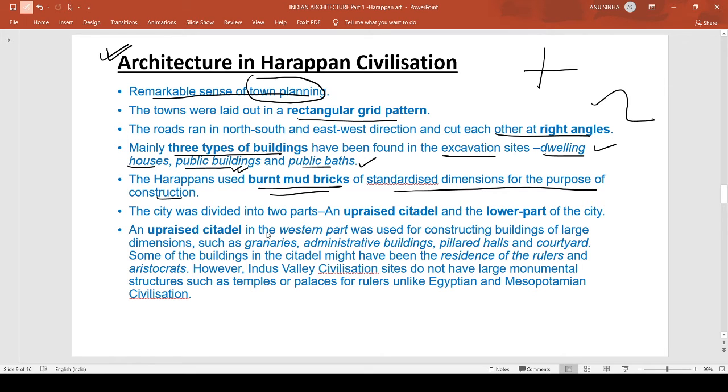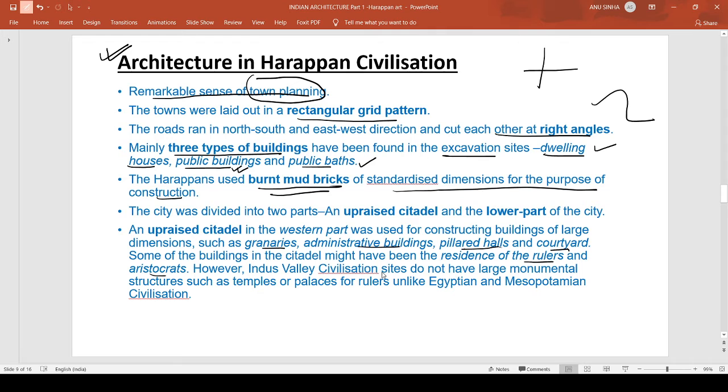The upper citadel in the western part was used for constructing buildings of large dimensions such as granaries, administrative buildings, pillared halls and courtyards. तो citadel का use कैसे होता था? granaries के लिए, administrative buildings के लिए, pillared halls and courtyards के लिए. Some of the buildings in the citadel might have been the residence of the rulers and aristocrats. So citadel might have been even used as the residence of the rulers and the aristocrats.